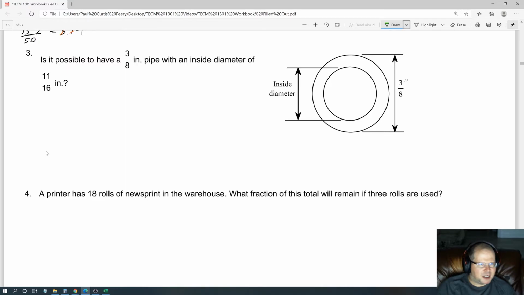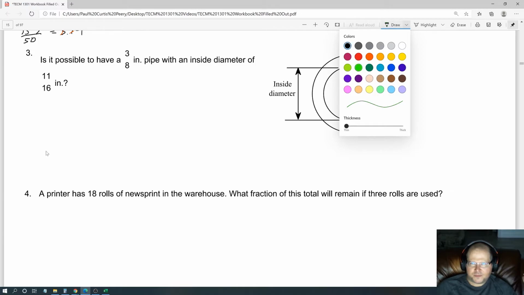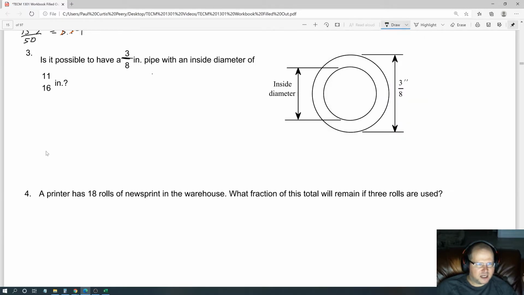Okay. Is it possible to have a 3/8 pipe with the inside diameter of 11/16 inches? All right, let's try to check it out, right? I obviously left out my line right there, my bad. Well, let's look at the picture. So they're basically saying that from here to here, you have 3/8. That whole entire thing has 3/8. And what they're saying is, is it possible to have a 3/8 pipe with an inside diameter of 11/16? So they're really saying, well, is that right there equal to 11/16, right?